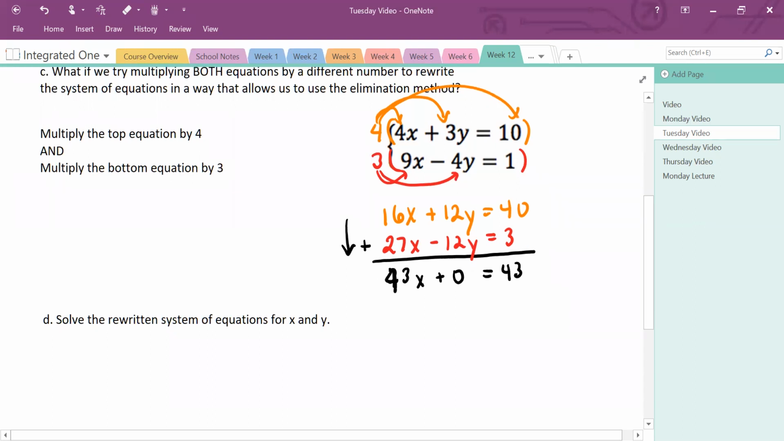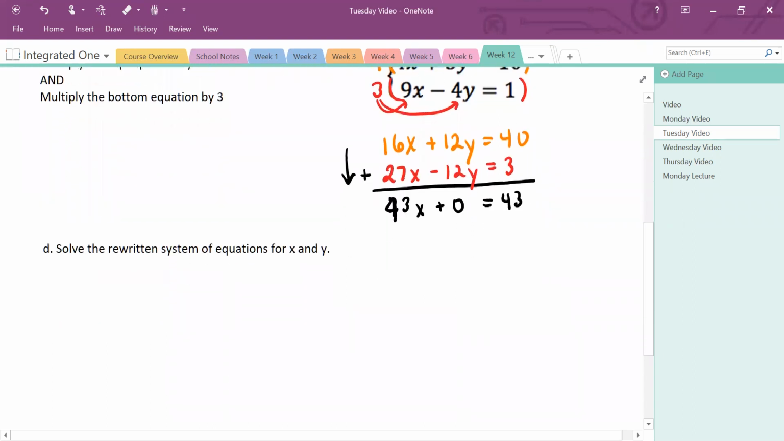Well, now I can solve for x. That's what it asks us to do, solve for x and y. So 43x is equal to 43. I just got rid of that 0, right? I'm going to divide both sides by 43, and x is equal to 1.